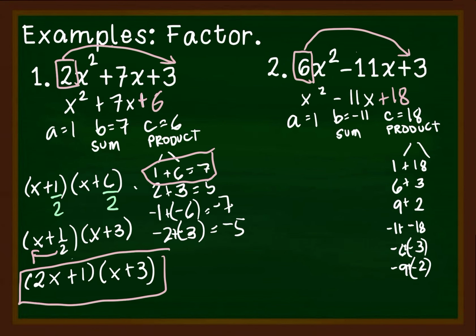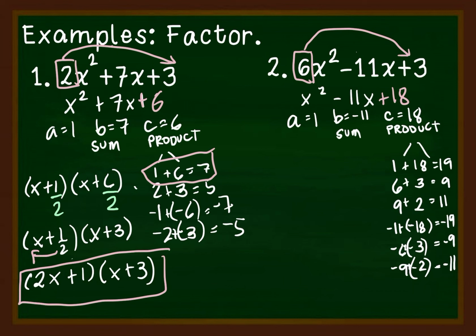Alright. So, what is 1 plus 18? That is 19. 6 plus 3, that is 9. 9 plus 2 is 11. Negative 1 plus negative 18, that is negative 19. Negative 6 plus negative 3, that is negative 9. And negative 9 plus negative 2 is negative 11.